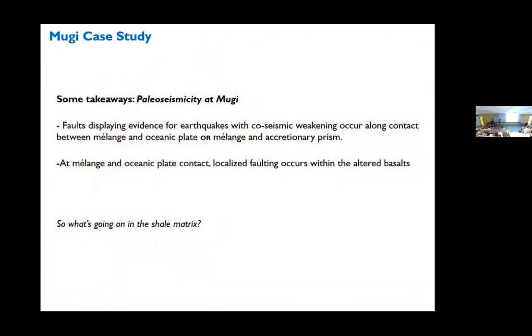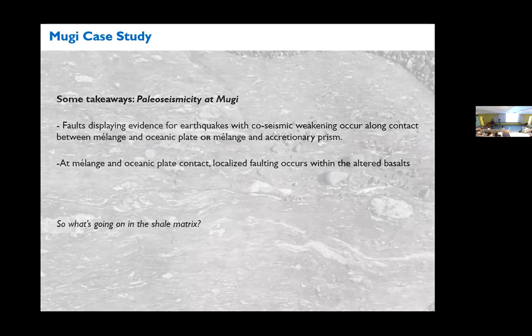So some quick takeaways. We have faults displaying evidence for earthquakes and post-seismic weakening, and these tend to occur right along the boundary of this shale melange, which is several hundred meters thick, and either the oceanic plate sitting below it or the accretionary prism sitting above it. And so what's going on within that 200-meter package in that shale matrix?